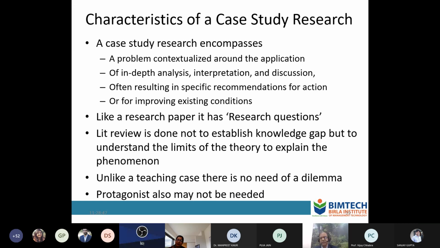I have written only 3 cases which got published. So I started learning. I started discussing with many people. We conducted many interviews and all that. Finally, to cut the story short, we found that case is a qualitative research method. Case strategy falls in a qualitative research domain.